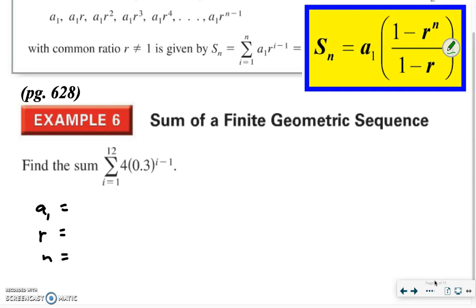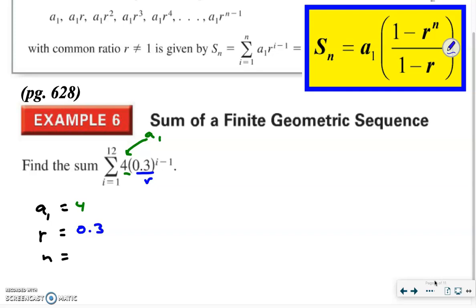If I were to actually try to find the first term, what am I going to let i equal? 1. So if I put a 1 in place here, 1 minus 1 is 0. 0.3 to the 0 is just 1. What's 4 times 1? It's just going to be 4. So are we recognizing the pattern that that's A1 right there? That's it. There's A1. Okay? I bet you've already picked up on the pattern. What's r? Isn't that going to be the base of the exponential? So in this case, 0.3, that's going to be the base.